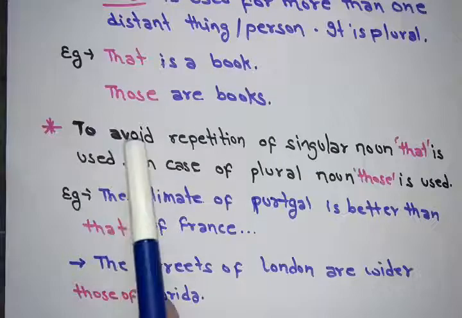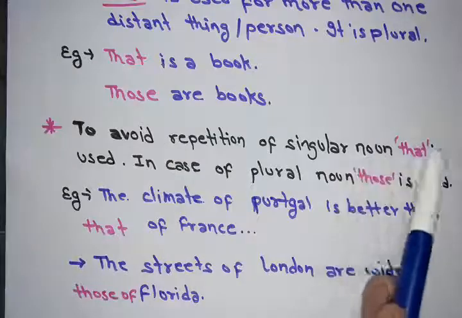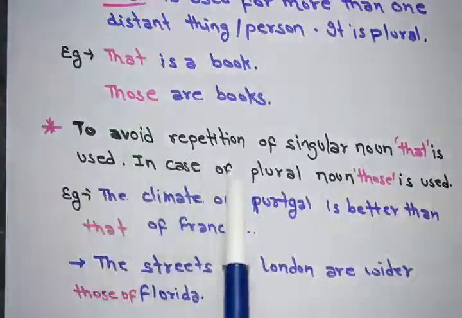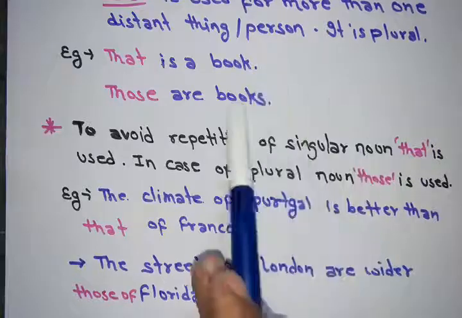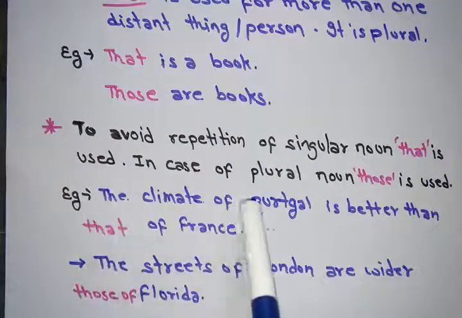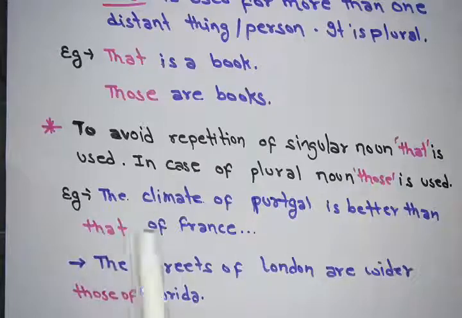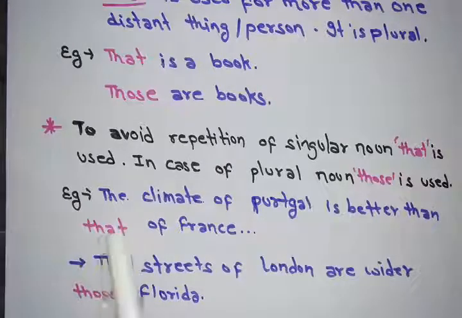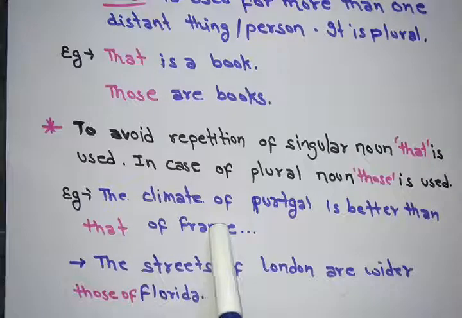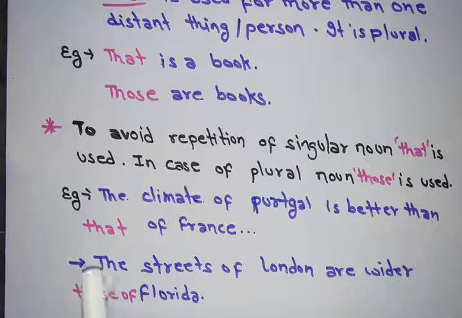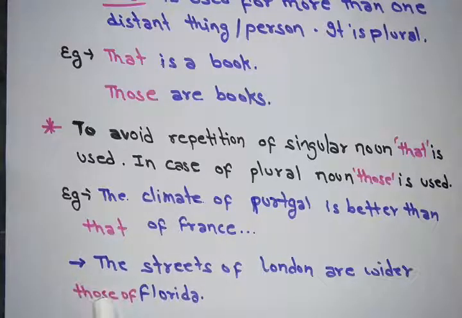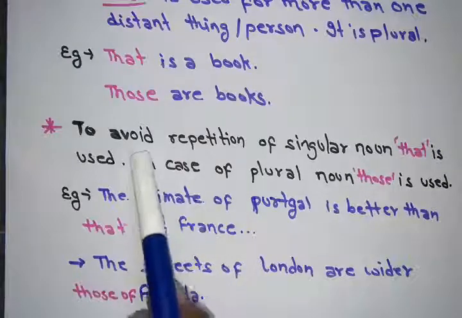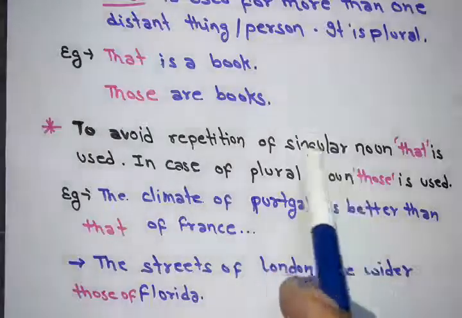And to avoid repetition of a singular noun, that is used. In case of plural, those is used. So let's see the example. The climate of Portugal is better than that of France. Here that means the climate of France. And second one is the streets of London are wider than those of Florida. So those of shows here the streets of Florida. So it avoids the repetition of a singular noun.